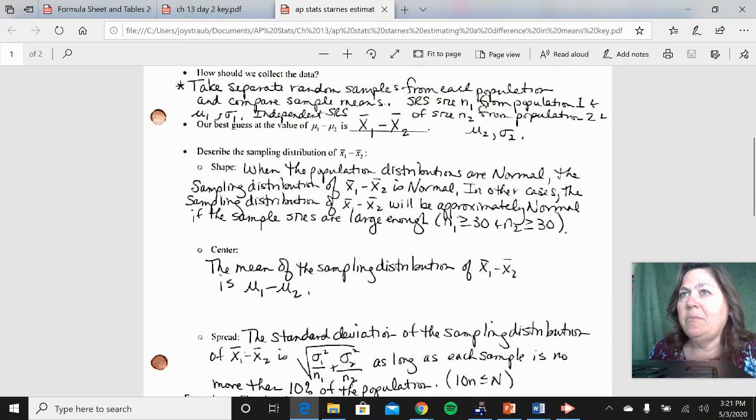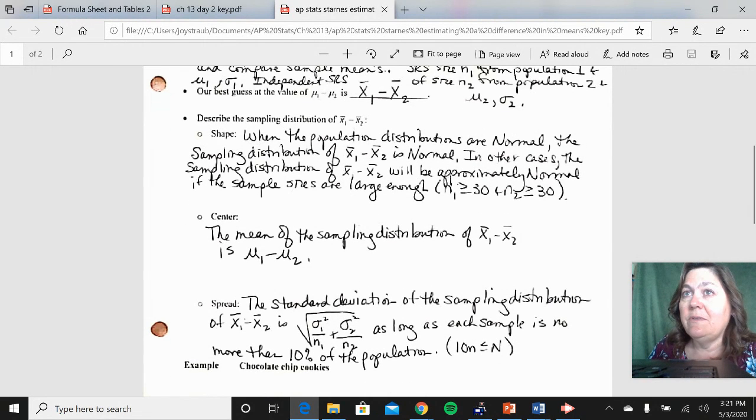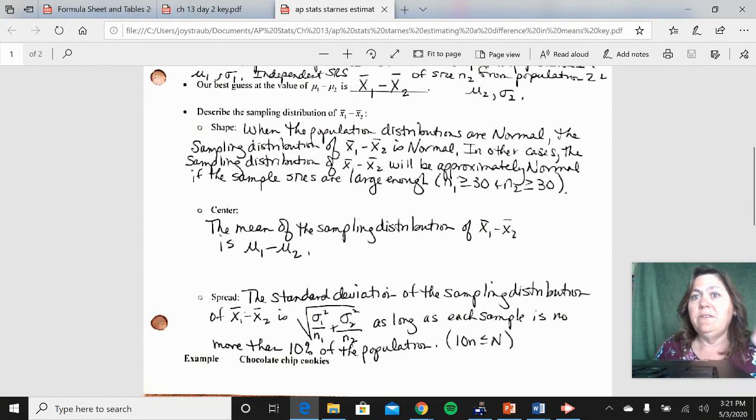Okay, I'm going to pull this up now if we had time. If you didn't, then pause and continue to write. All you need to do is continue to finish this page.